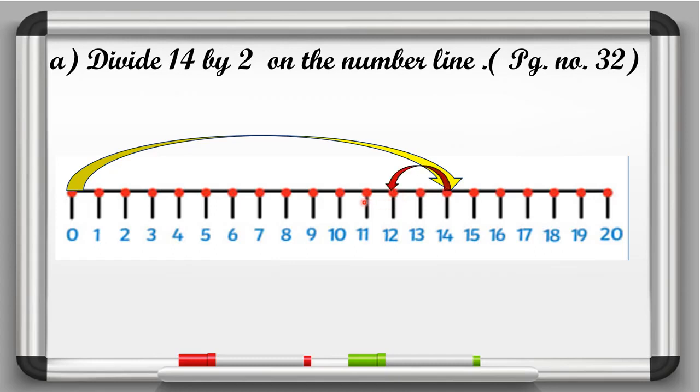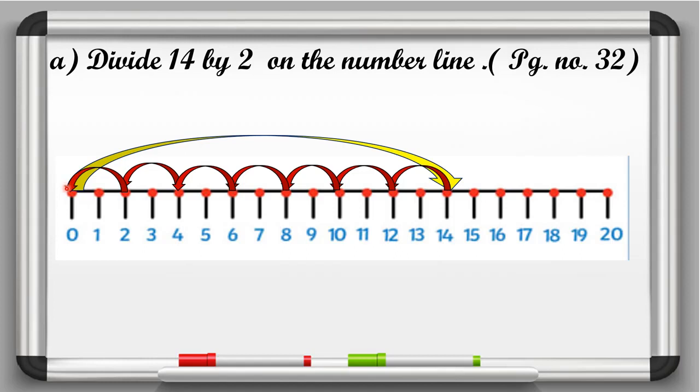After that, 11, 10. So we will move at number 10, from 12 to 10. After that, 9, 8. Because we have to speak backward counting. Okay beta? We will reach at number 8. Now 7, 6. We will move at number 6 now. Now 5, 4. We will move from 6 to 4 now. And 3, 2. So 4 to 2. And at the last 1, 0. Means from 2 to 0.